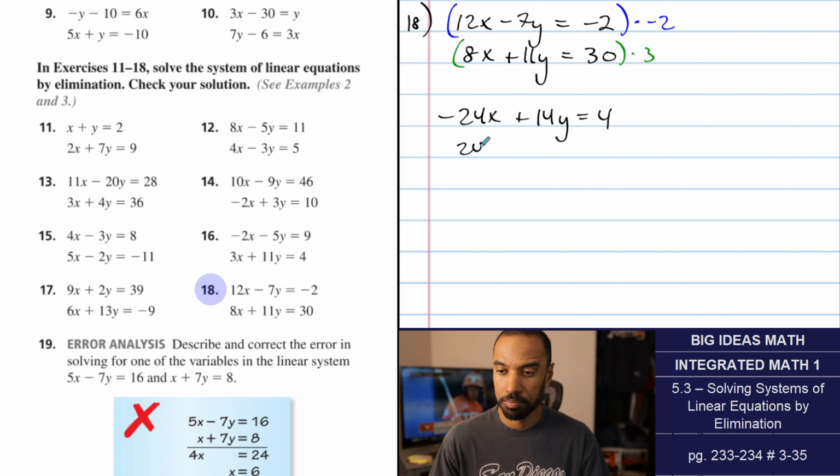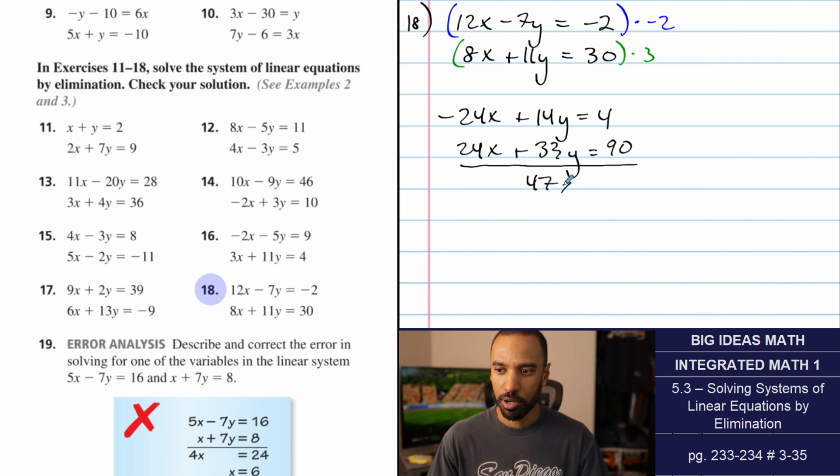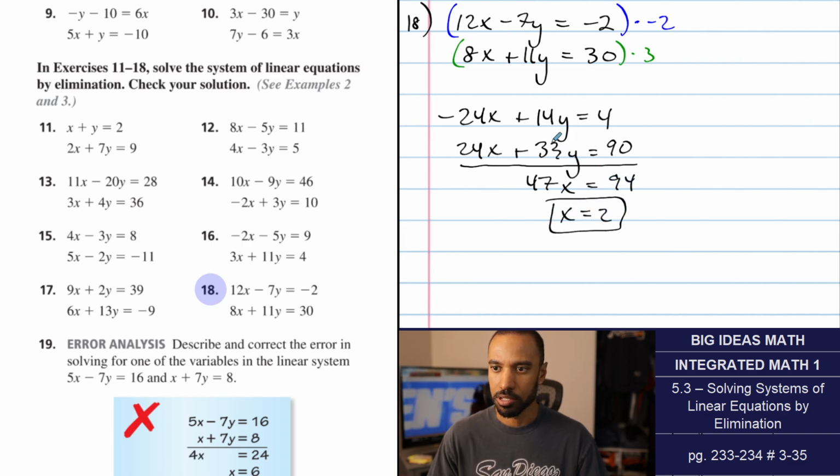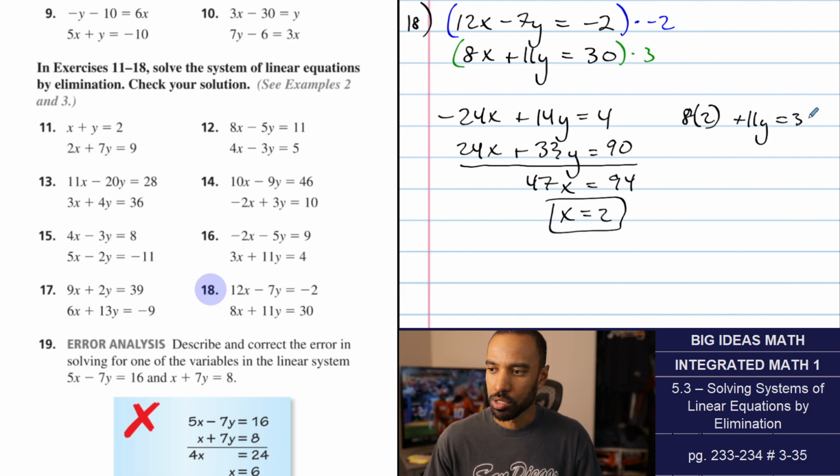A lot of elimination of x recently. That's just the nature of the beast, you don't have to trade off each time. It doesn't really matter. 33y equals 90. The x's will eliminate as we get 47, obscure number, 47x equals 94, but hey, 47 is half of 94. Divided by 47, you do get x equals 2, so that's nice. Let's do the bottom equation here. We got 8x, 8 times 2, plus 11y equals 30.